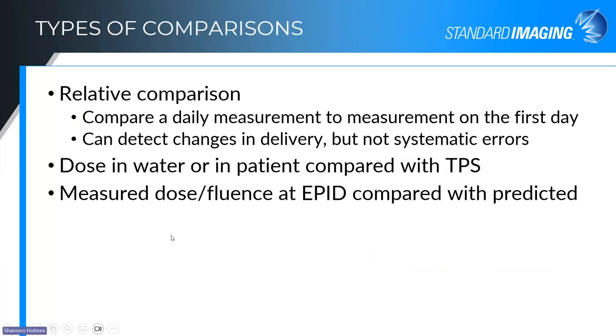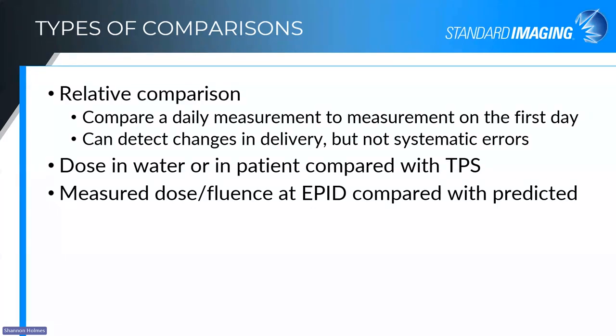All right. So once you have your calculation, depending on your system, there are different types of comparisons that can be done with the data. Some systems do simply a relative comparison, and that would be the comparison of today's measurements with measurements on, say, your first day of treatment or a reference day. These are really good for catching changes in the delivery or changes in the attenuation from this patient as they go through treatment, whether that's due to setup or motion or patient weight loss or tumor shrinkage, that sort of thing.